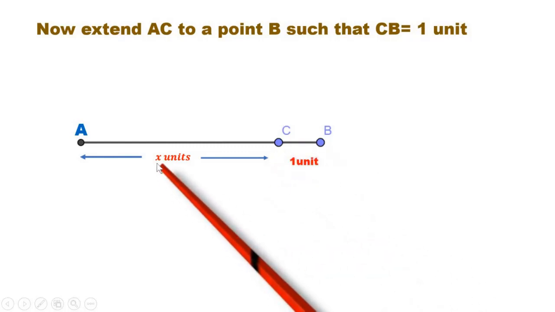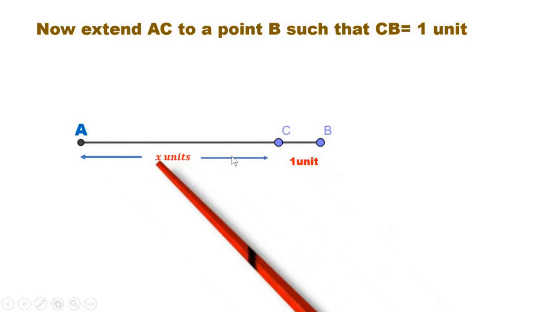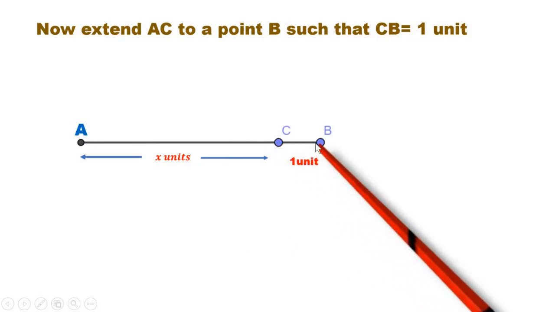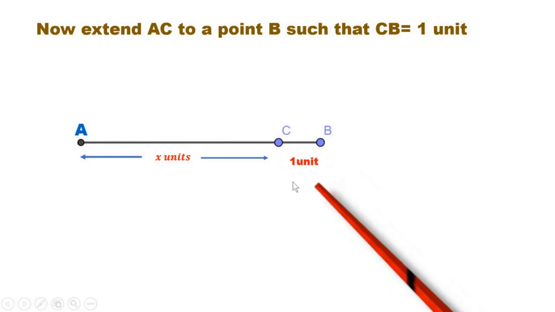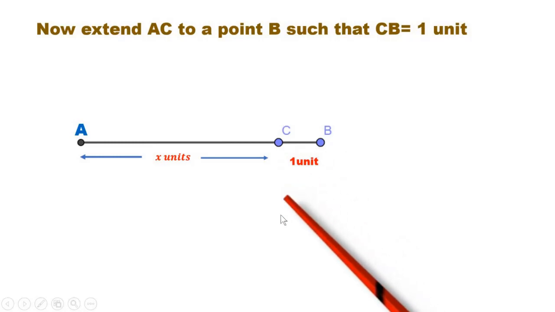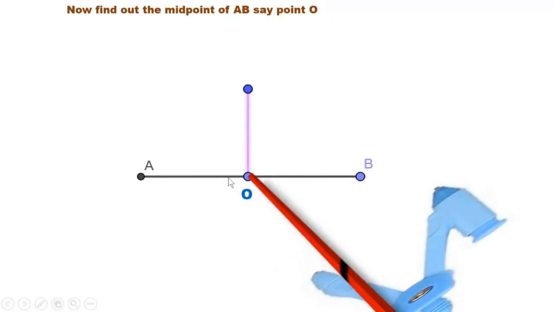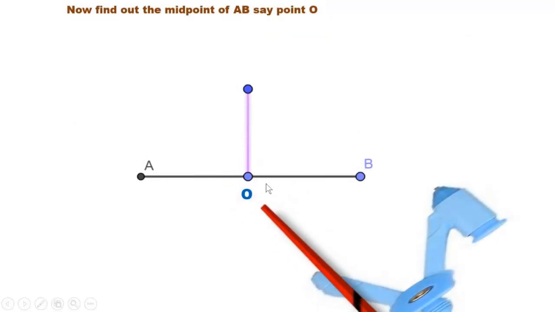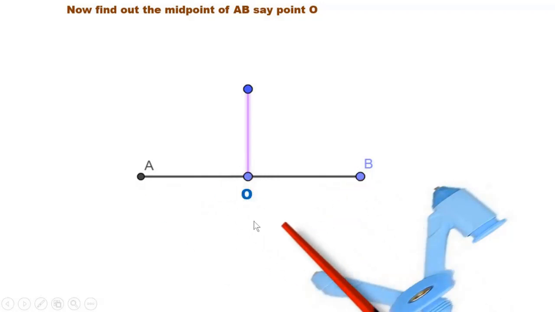For example, if you are taking AC equal to 5 centimeters, then you have to take CB equal to 1 centimeter on the scale. Now we are going to find the midpoint of AB, say point O.